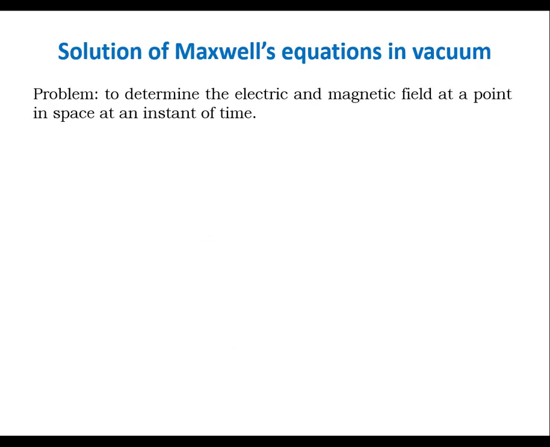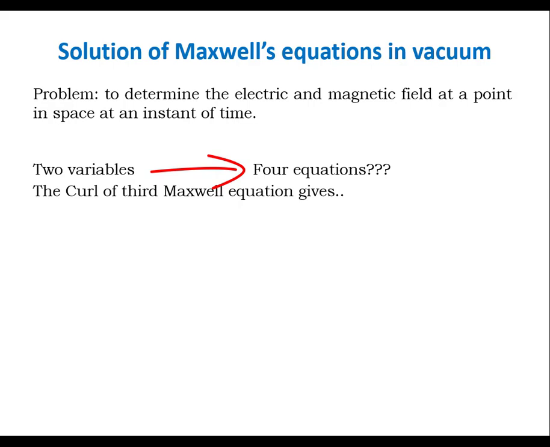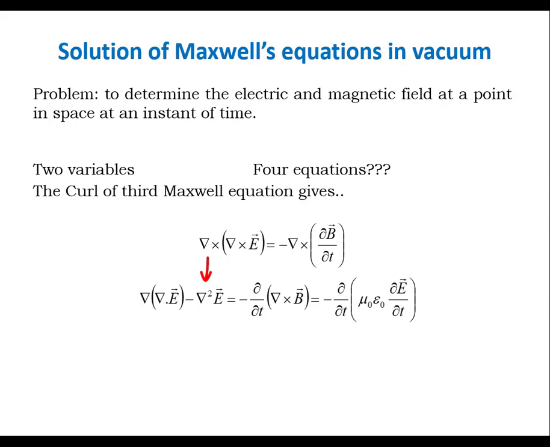The problem in electromagnetism is to determine the electric field and magnetic field at any point in space at a given instant of time. It means that there are two unknowns. To find them, we have four equations. So, we need to reduce four equations into two. To do that, let us take the curl of the third Maxwell equation, which can be solved using a differential identity with the Laplacian of the field and by putting in the value of curl of B from the fourth Maxwell equation.